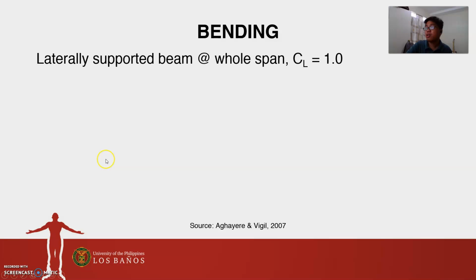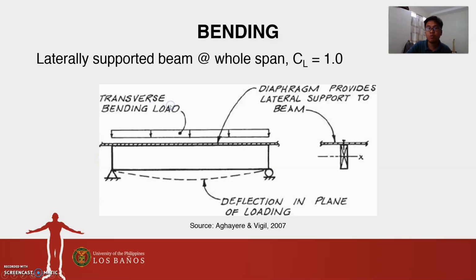And then in case we have a laterally supported beam over the whole span, then we have CL equals 1. I think I've mentioned it in the previous video, but what would that look like? Okay, we have here a girder, and as you can see, it is connected to a diaphragm, or simply a floor. And the floor, it should be a structural member. The floor would act as a lateral support for the whole beam. And in that case, LU would be 0, and consequently, CL equals 1.